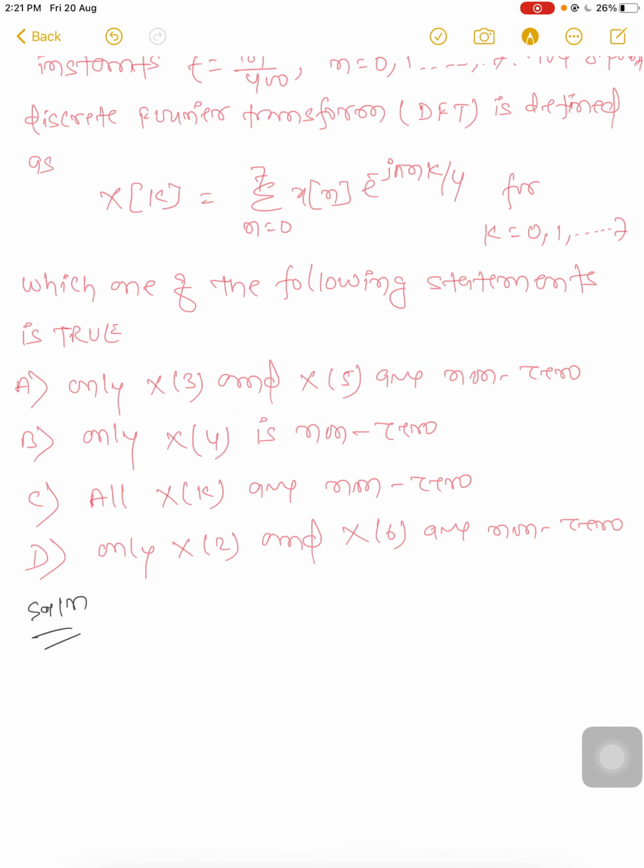The option is only X3 are non-zero, and only X4 is non-zero.